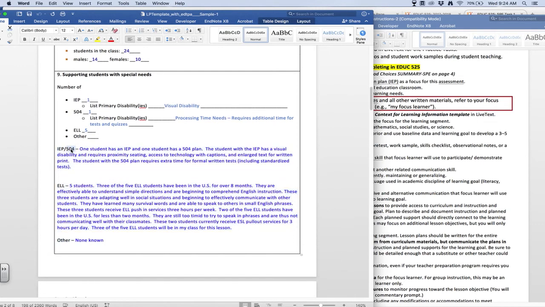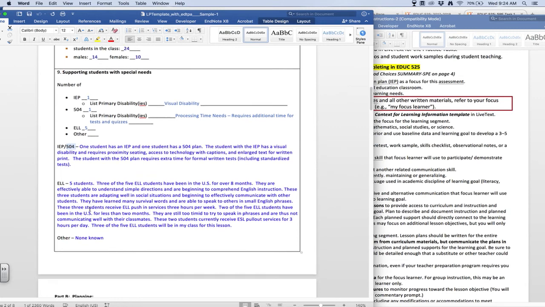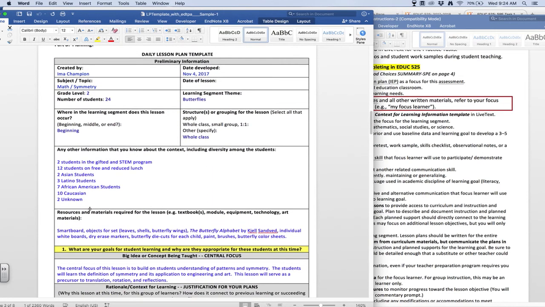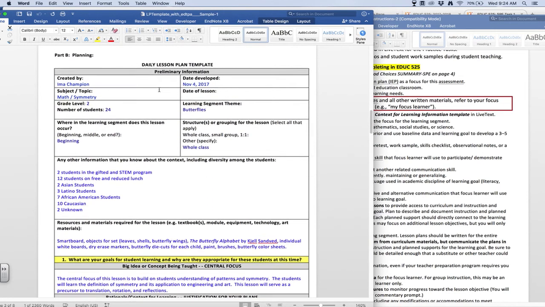If you don't know what 504 is, I'm glad to talk to you about that, but broadly speaking, it's students with unique needs that do not necessarily qualify for an IEP, but need modifications as part of another set of laws outside of IDEA. Anyway, so we're in the daily lesson plan template. This is part B. This is the one that is actually the lesson plan itself, and this is what you're going to have to replicate at least 2 more times.